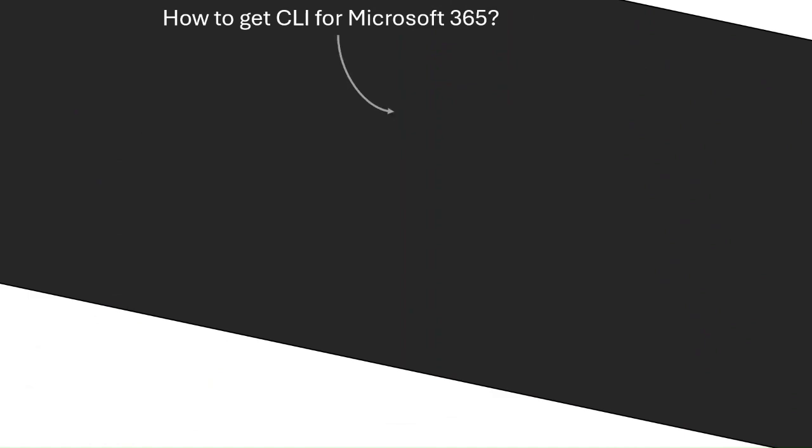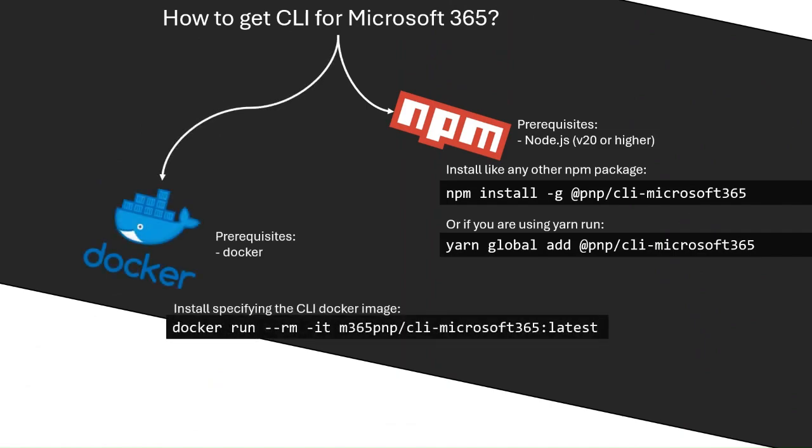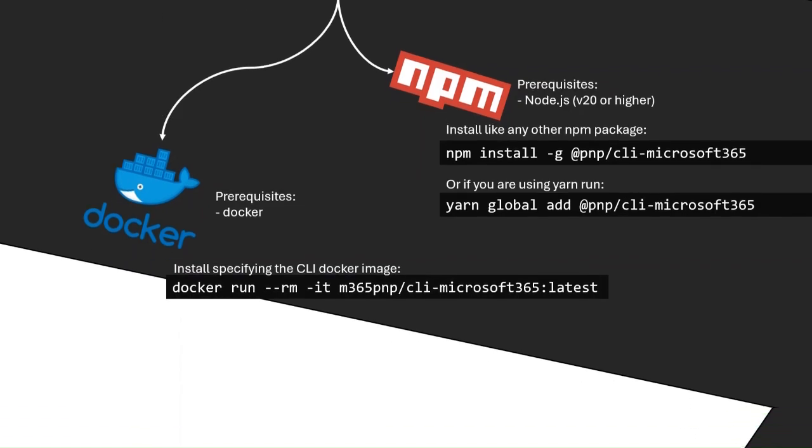Before we go further, first, how to get CLI for Microsoft 365? It's really easy since it's an npm package. You can use the standard npm install -g, so you can install it globally, or you can use the yarn global add command. And we also expose it over Docker, so you can use the docker run command to get our latest image. And among many commands, CLI also offers Entra app commands, which allow you to create, get, list, basically manage your Entra app registrations.